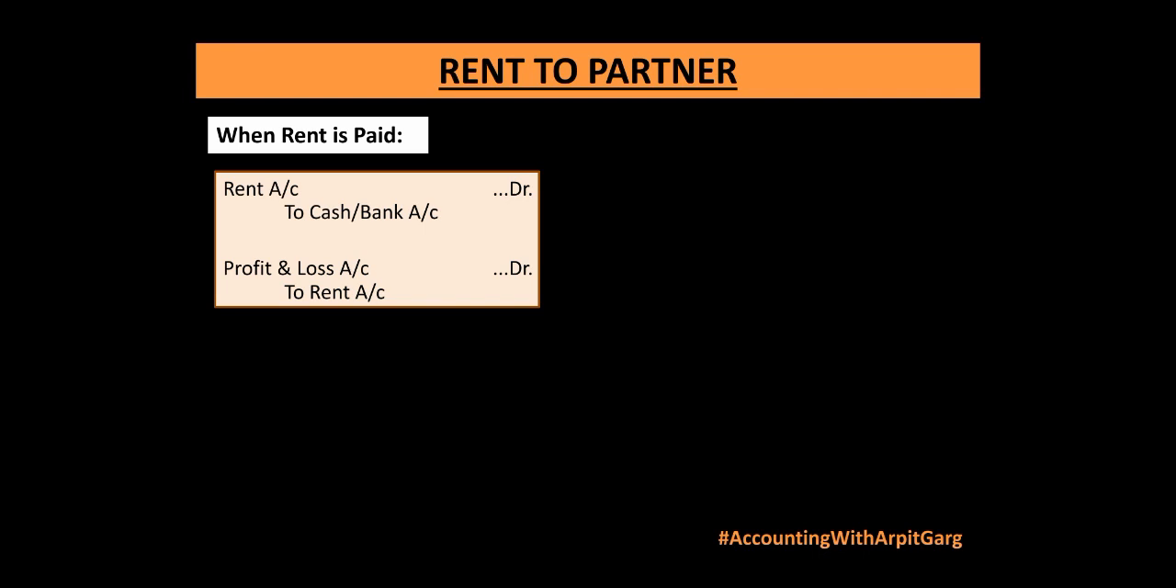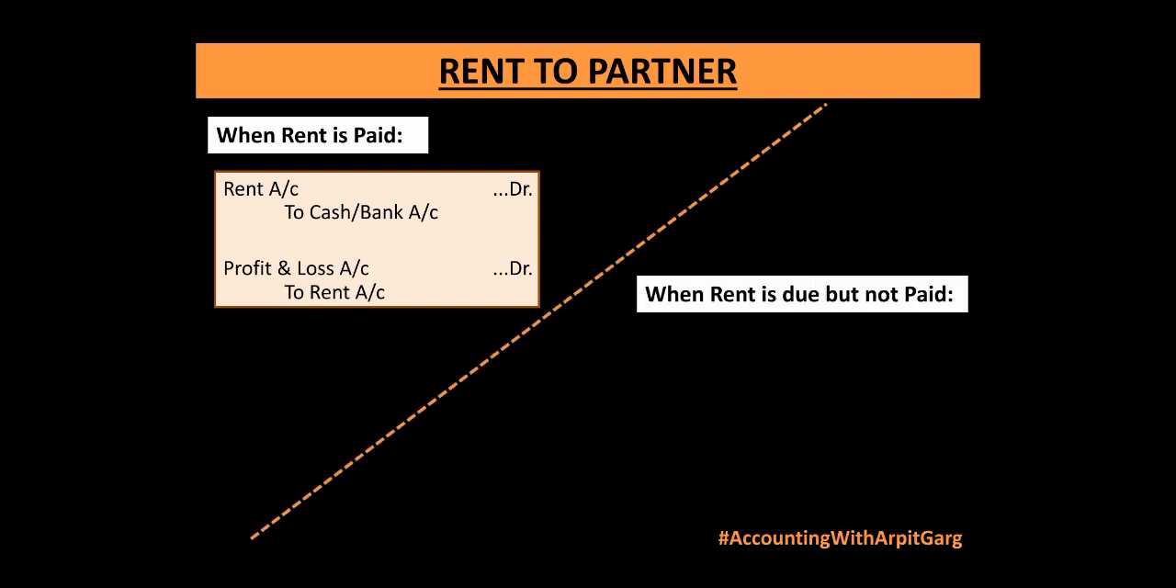So, the entry comes as rent account debit to cash or bank account, and closing entry, profit and loss account debit to rent account. Don't worry, this passing of closing entry will also be discussed as we move ahead. Let's go on and study to make the concepts clearer and avoid cramming of journal entries.